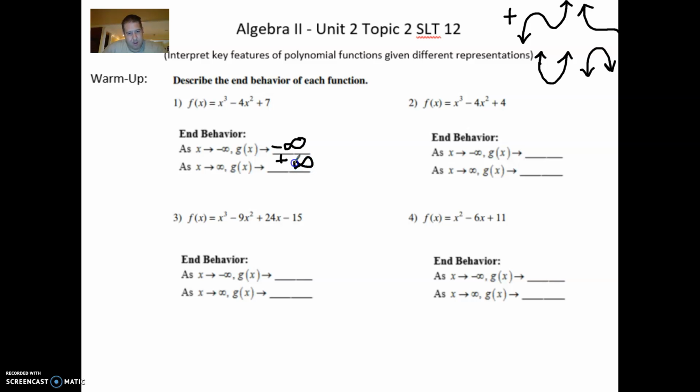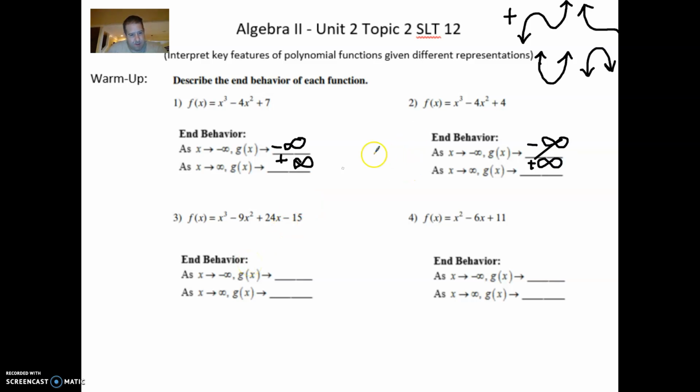Pen. Thank you, Pen. All right, so question number 2. Now it's just a matter of understanding, well, that's pretty much the exact same question because it's a degree of 3 again, and it's positive, and the only difference is this plus 4 out here, which just means that it's going to have a higher y-intercept, which doesn't really matter in this case. It's going to have the exact same end behaviors. It's going to be going down when it goes to the left, and it's going to be going up when it's going right, positive infinity.